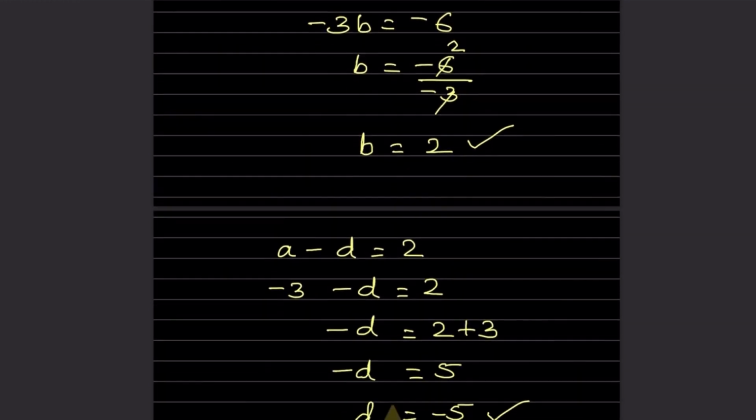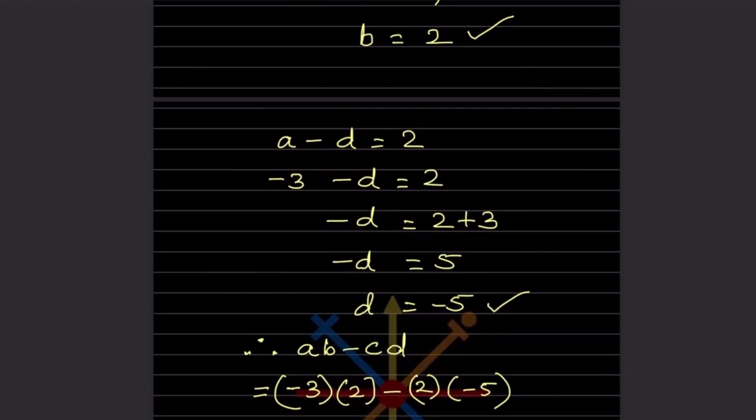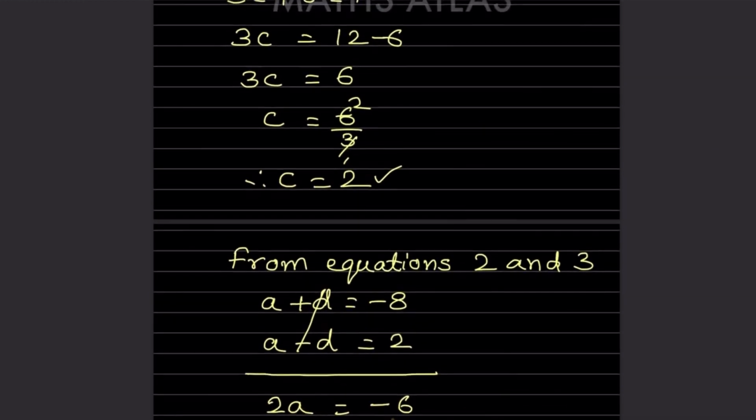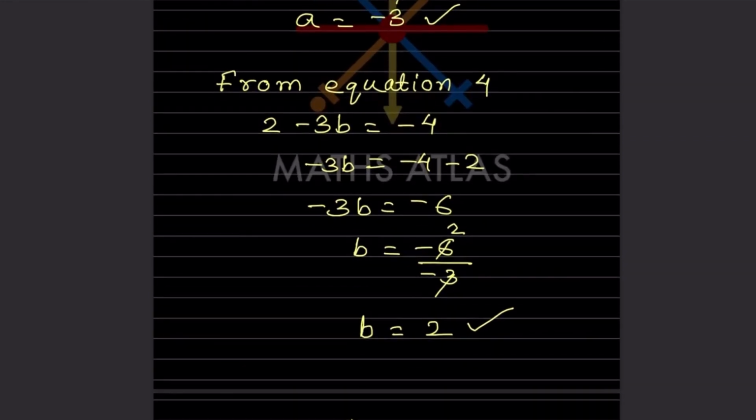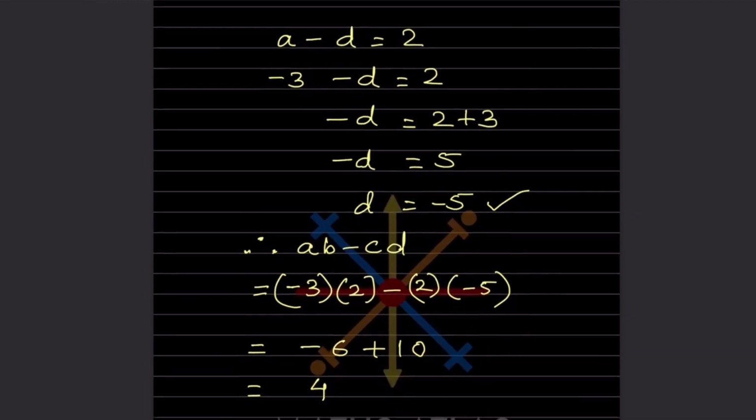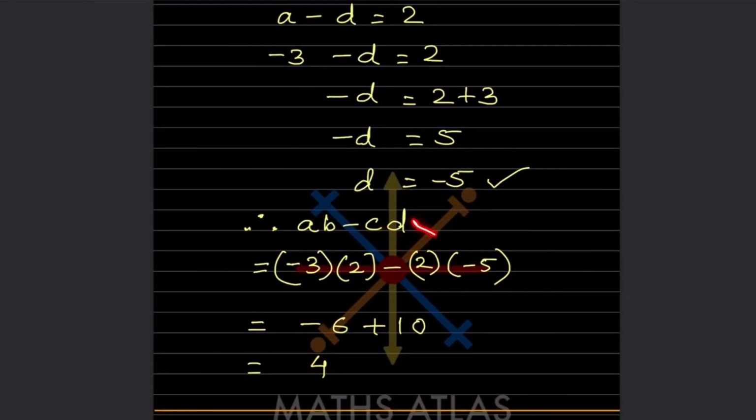D is 2. Again the value of C also is 2. So here we wrote this as 2, and D is minus 5. So this will be minus 6, and minus and minus becomes plus, and this is 10. So now see here, plus 10 minus 6, that is going to be 4.